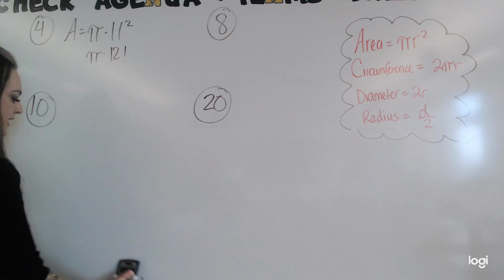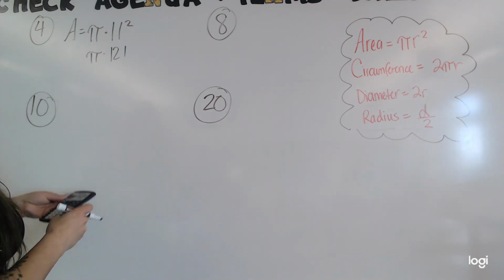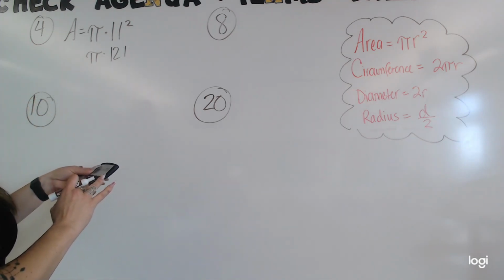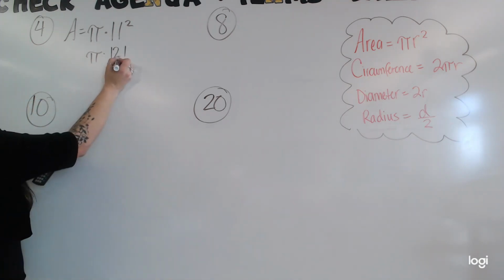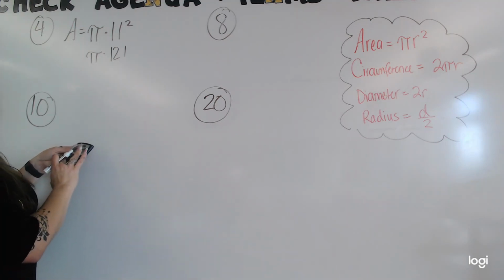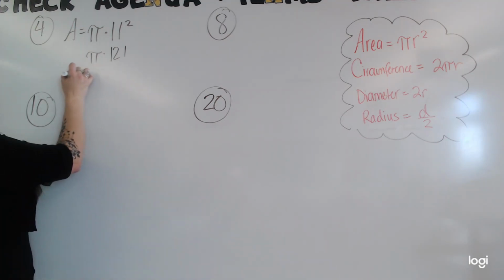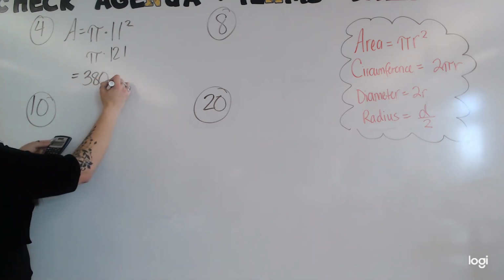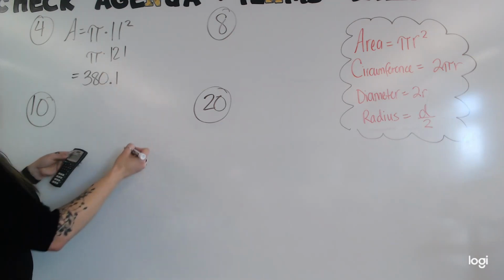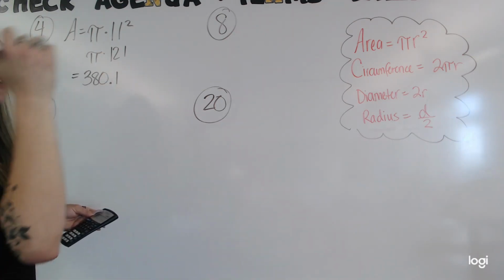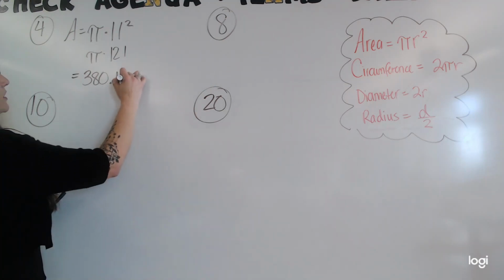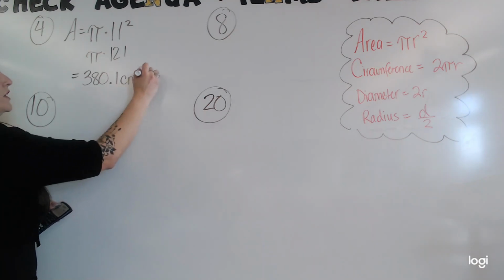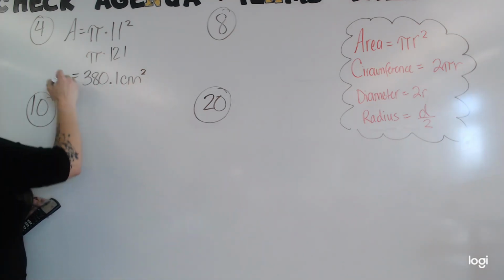This is where we want to use the calculator to get a closer answer, so we can use the pi symbol. So 121 times pi symbol equals 380. It says to round to the nearest tenth, and that rounds to 380.1. The last thing we need is our unit of measurement, which is centimeters. Because we're finding area, this is square units. So we put our exponent at the end, and that's our area.